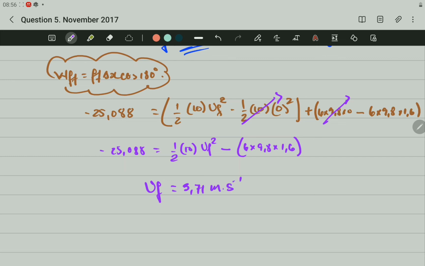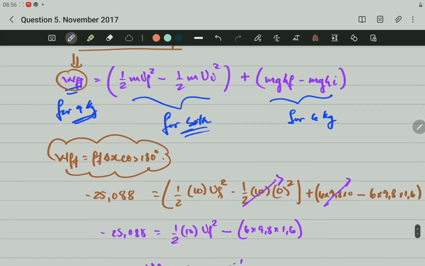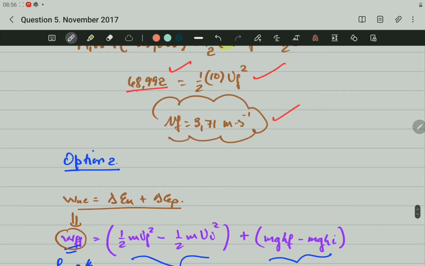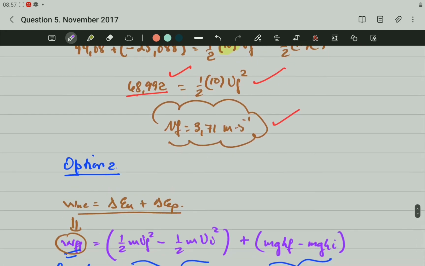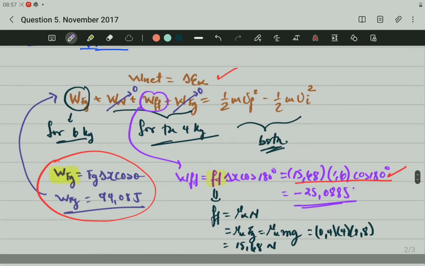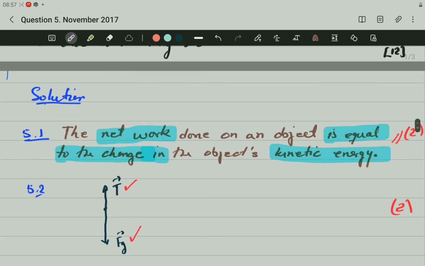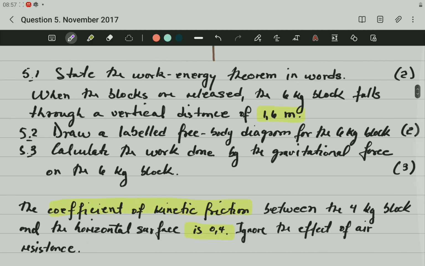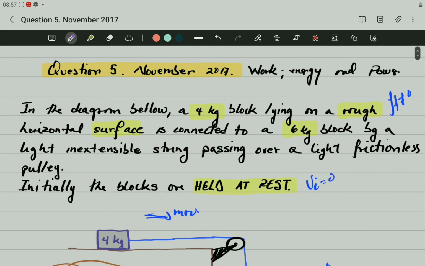I hope it helped. I don't want to make the videos too long, and this one is already going for 20 minutes. Okay, so there are the two options. I recommend the learners practice both, because sometimes you don't know which one they're going to ask you in the exam. Sometimes they ask you for a specific option. So this, once more, is question 5, November 2017. It's a good question. It's a difficult question, I think.